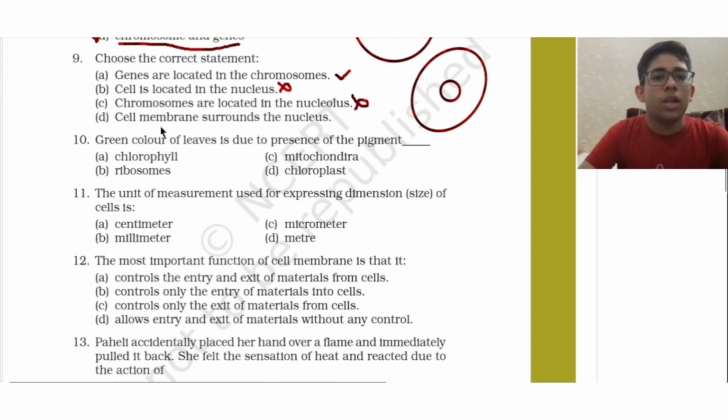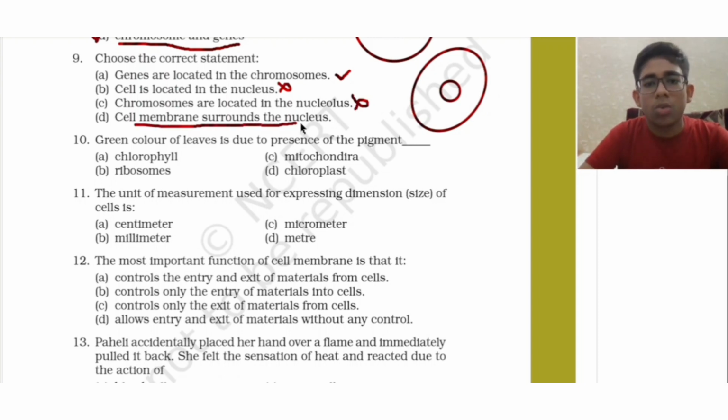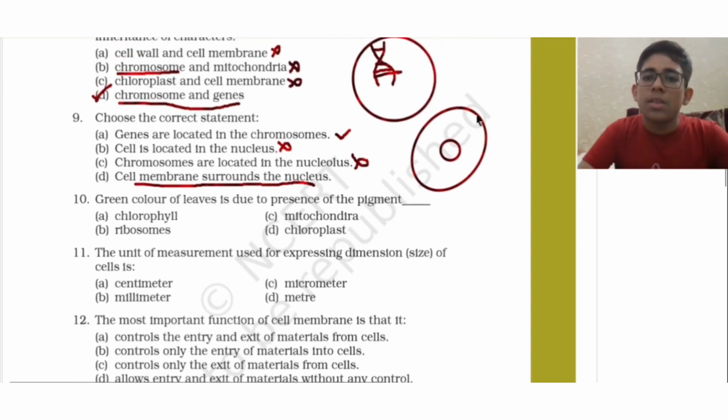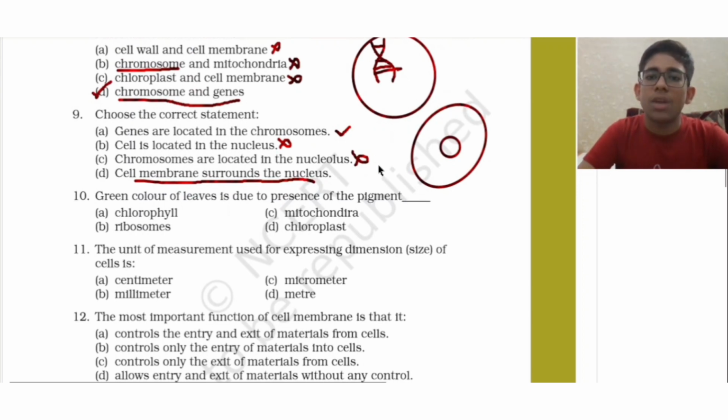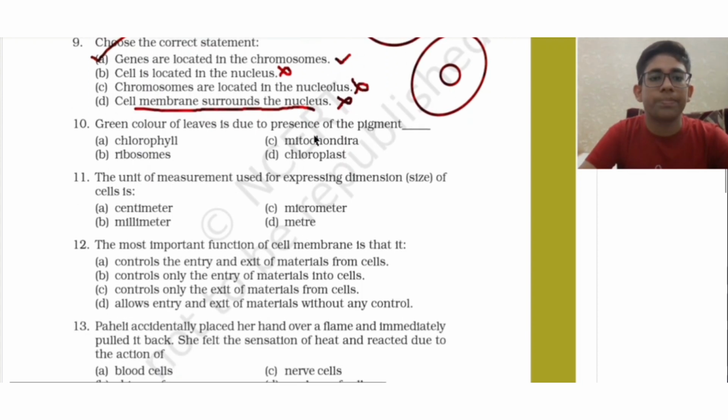Next option, cell membrane surrounds the nucleus. This is also wrong because cell membrane surrounds the whole cell, not only the nucleus, and the nucleus is surrounded by a nuclear membrane. So this is also wrong. So our answer remains the option A, that is genes are located in the chromosomes.